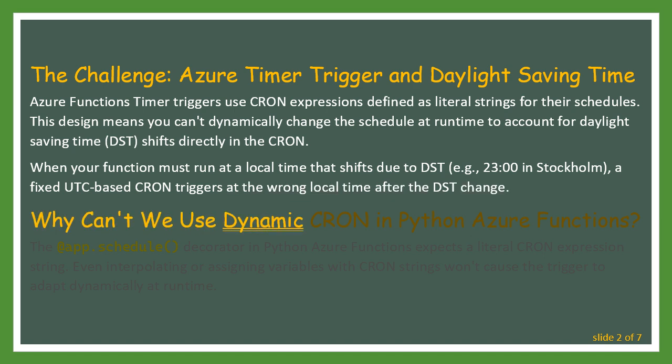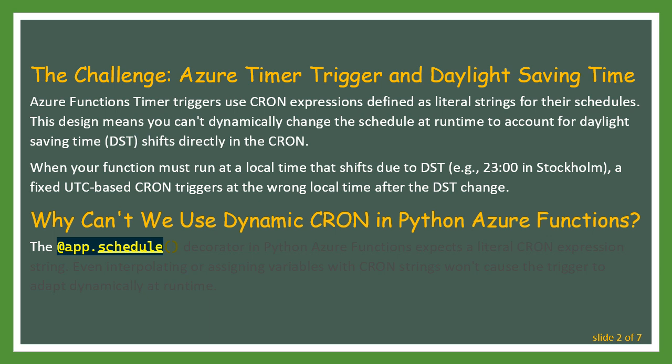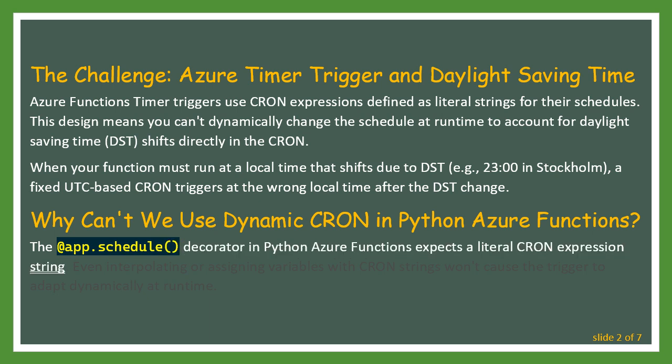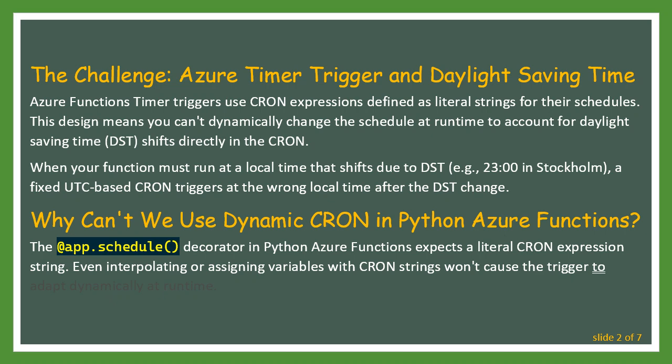Why can't we use dynamic CRON in Python Azure Functions? The schedule decorator in Python Azure Functions expects a literal CRON expression string. Even interpolating or assigning variables with CRON strings won't cause the trigger to adapt dynamically at runtime.